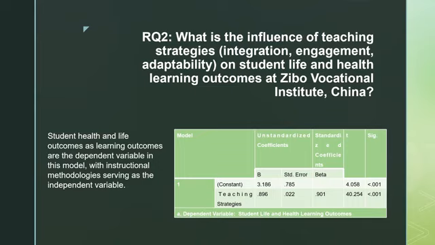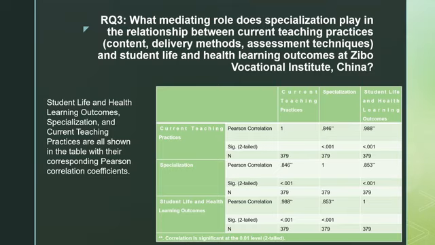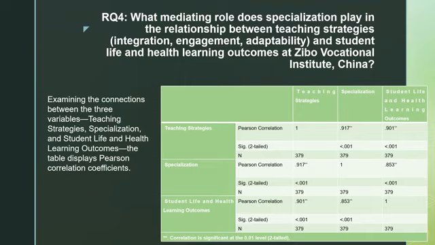Student health and life outcomes as learning outcomes are the dependent variables in this model, with instructional methodologies serving as the independent variable. The analysis reveals that all these strategies have a significant positive impact on student health learning outcomes. Correlation analysis shows that specialization strengthens the positive relationship between teaching practices and health outcomes. The findings reveal that specialization significantly enhances the impact of teaching strategies on student engagement and learning outcomes.